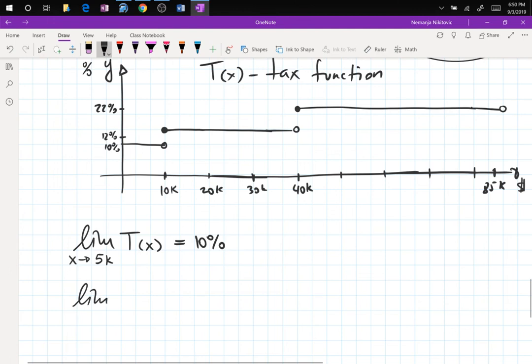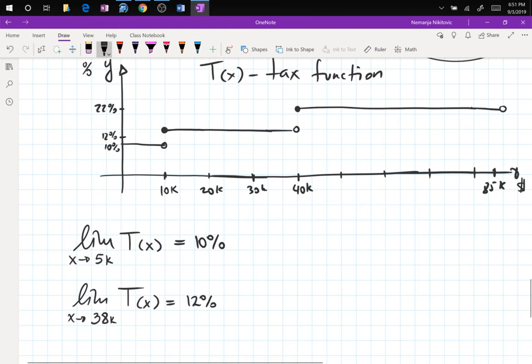If you are looking for the limit as x goes to, let's say, 38K of the tax function, then you are paying 12% tax, because 38K is less than 40K, which is the cutoff point. It's not exactly 40K, but 39,475 is the cutoff. So, right?